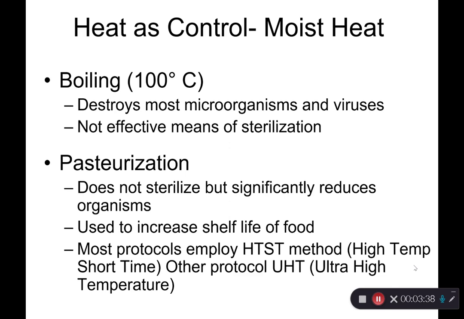There's two protocols that we use for pasteurization: high temperature, short time, and ultra high temperature. In high temperature, short time, let's say milk is pasteurized this way. It runs through a series of tubes, and when it hits the warming section of the tube, it will rapidly heat the milk to 72 degrees Celsius for 15 seconds. And then it immediately passes into a cooling tube where it then cools down.